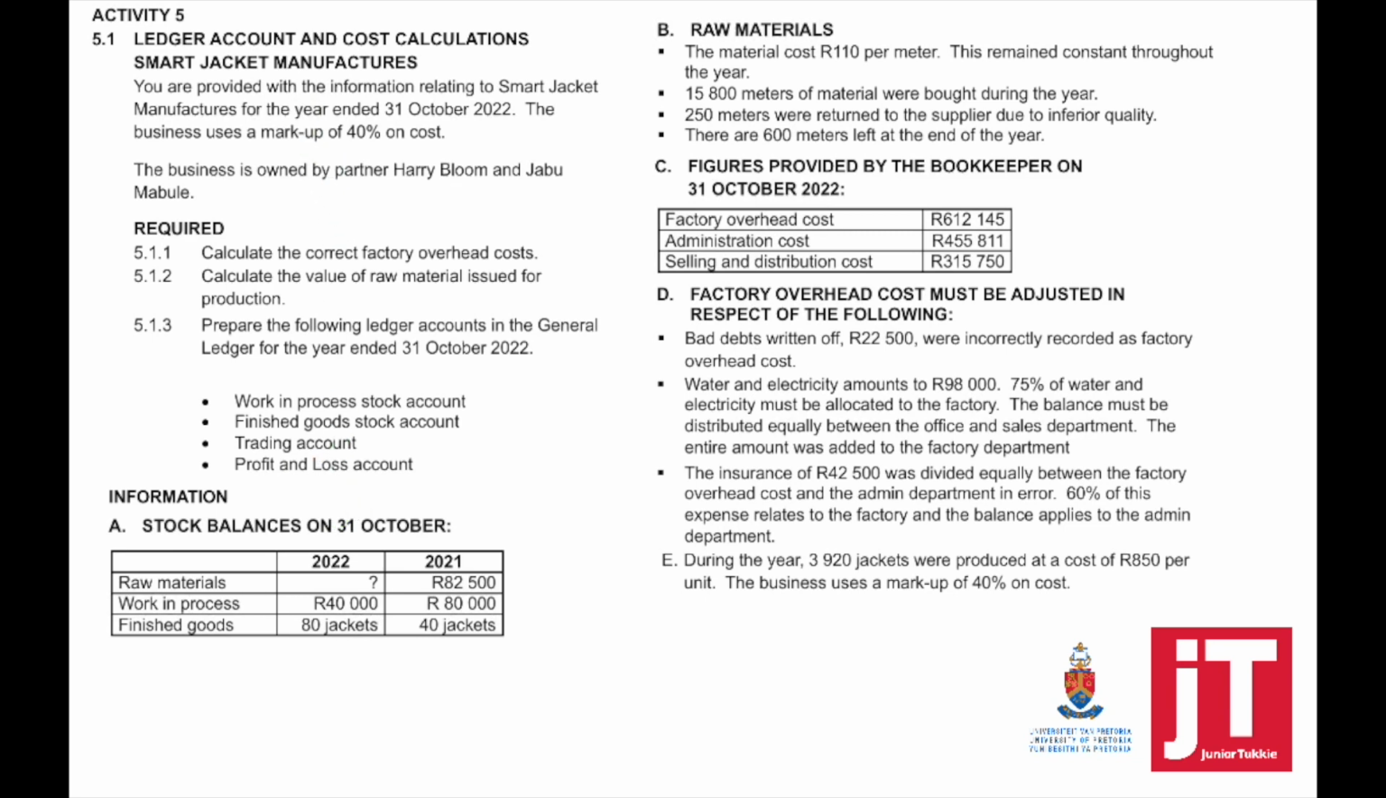And this is why it's important to take note. They said that the form of ownership is a partnership. It's owned by partners Harry Bloom and Jabu Mabule. Because you need to remember now, when we're doing closing transfers from the profit and loss account, where do we take the net profit that we calculated in a partnership?